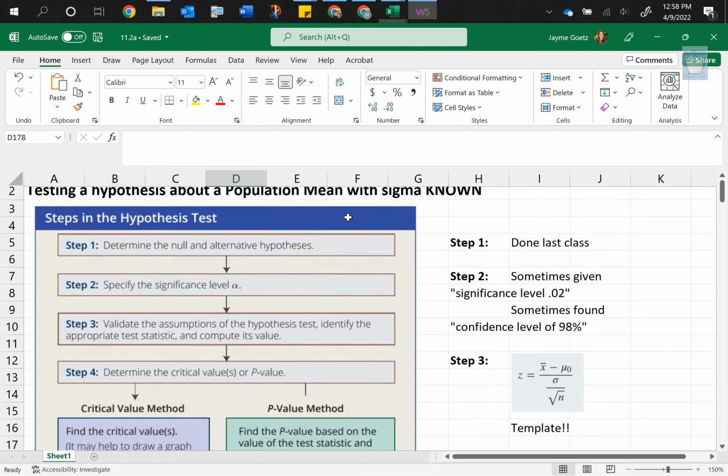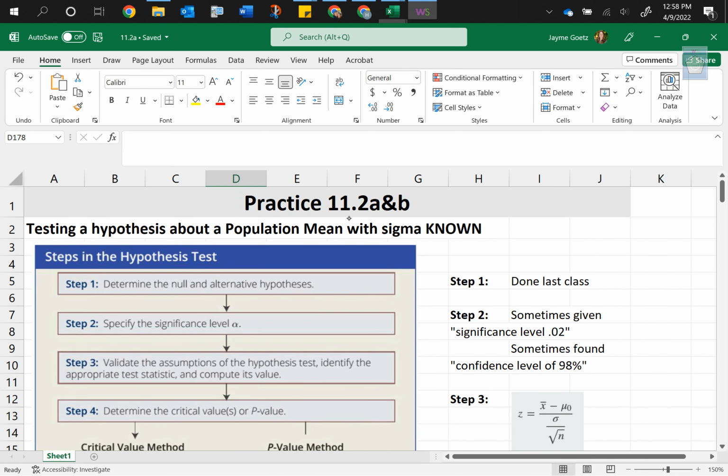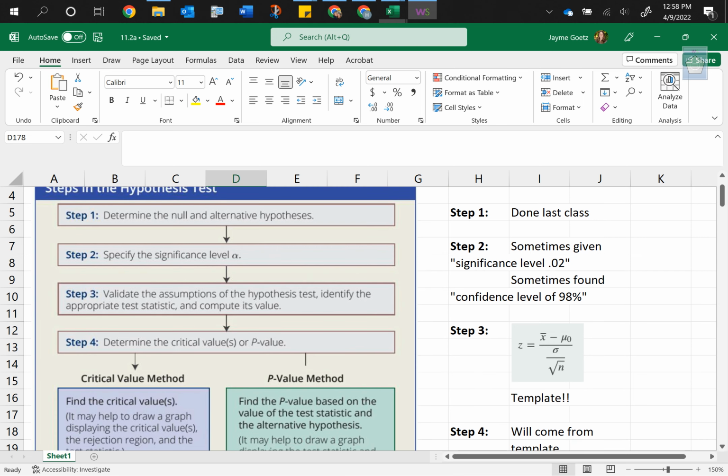Last class period we talked about the steps in the hypothesis test and how there were 6 steps. We are still going to focus on that, but last class period we only focused on step 1, which was determining the null and alternative hypotheses. Goodness, I can't talk. Determine the null and alternative hypotheses. So that's what we did last class. Today we're going to focus on steps 2 through 6.